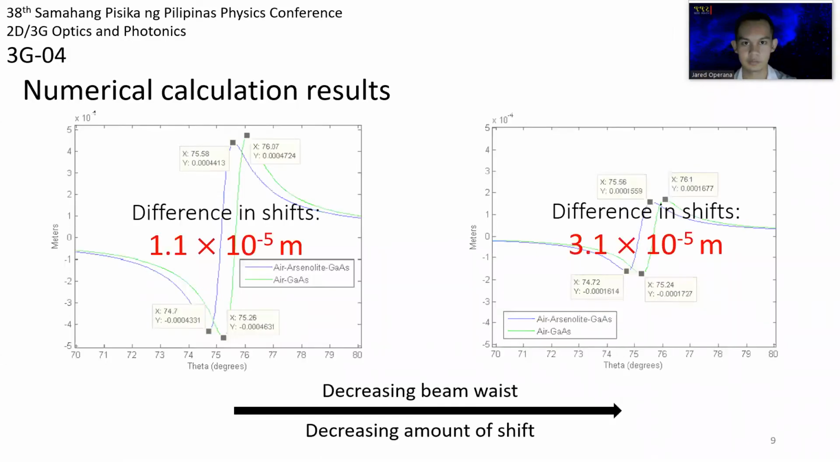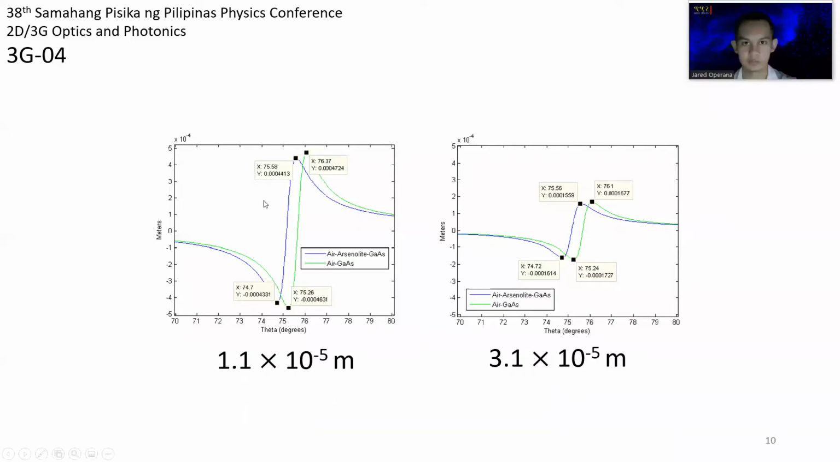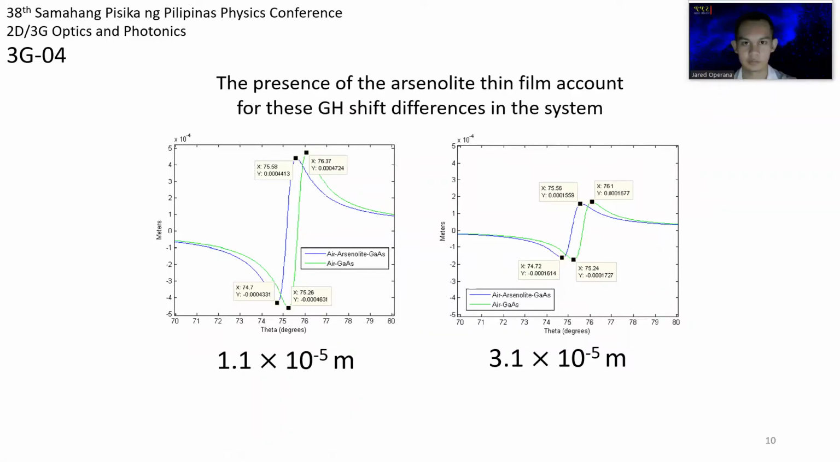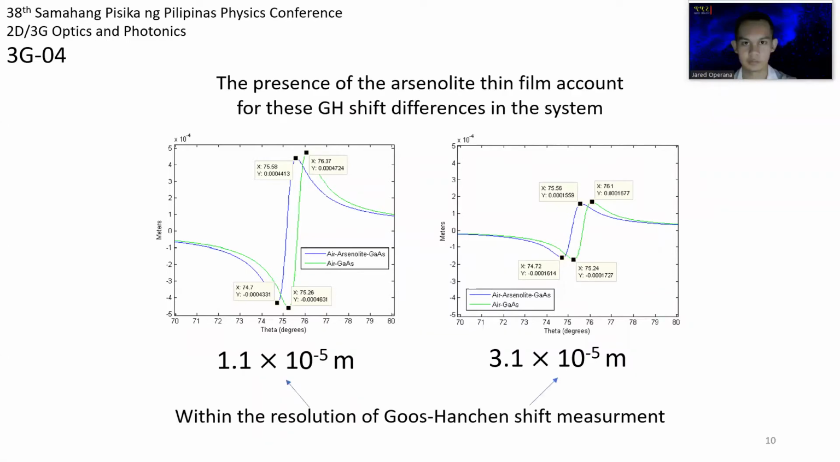But for both systems, we can see that the differences in shift is in the order of 10 to the negative 5 meters. Since the differences in shifts accounted for are within the resolution of Goos-Hanchen shift measurement, the viability of Goos-Hanchen shift measurement in detecting thin film oxides in gallium arsenide substrates was demonstrated. These findings suggest extending the GH shift method in detecting thin film oxides in other substrates as well.